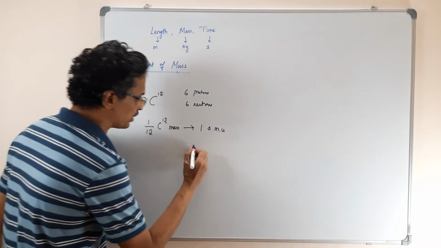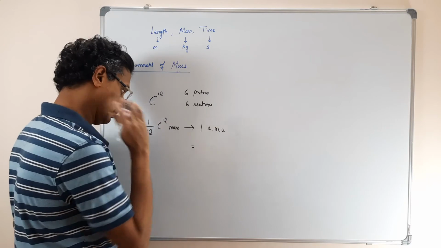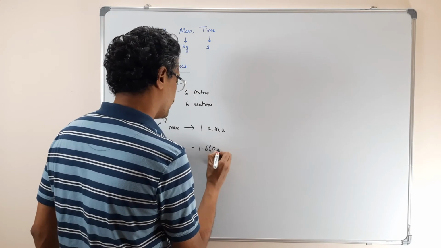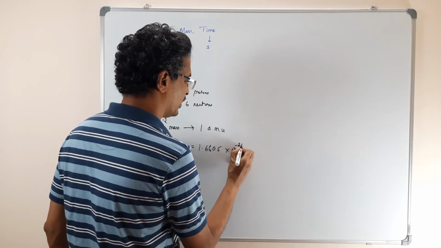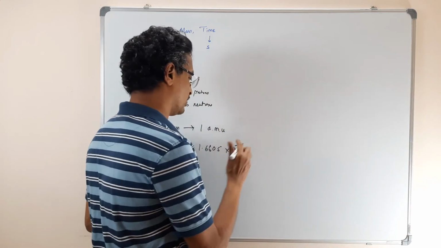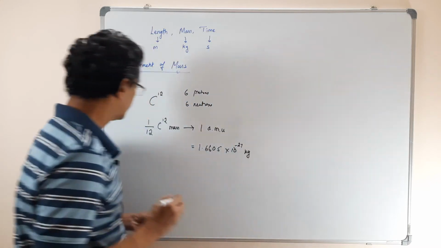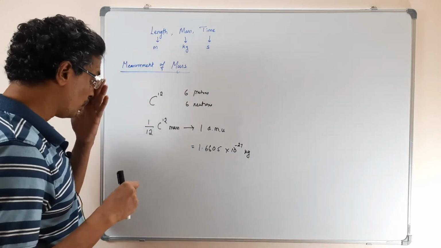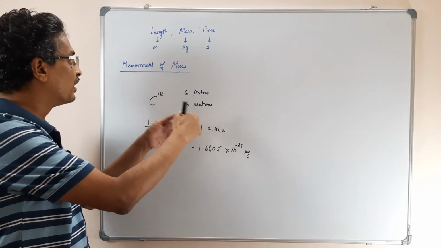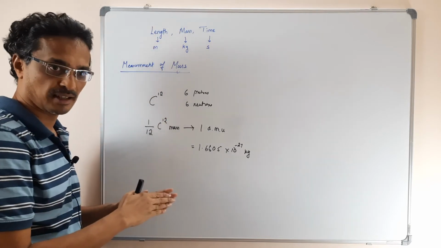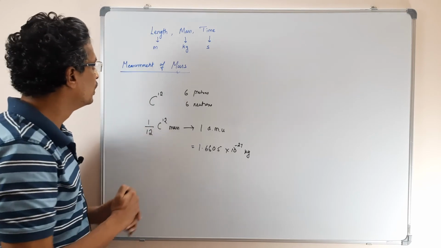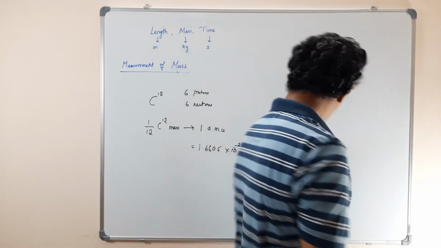So in kg, this will be typically equal to, you know the value? Tell me. 1.66 something, right? 1.6605, whatever it is, in 10 to the power of minus 27 kg. Sorry, 27, I wrote 20. So by this I am going to make a smaller unit of the fundamental quantity, mass. This is used for atomic calculations. So this is how the second fundamental quantity, mass, is being measured.